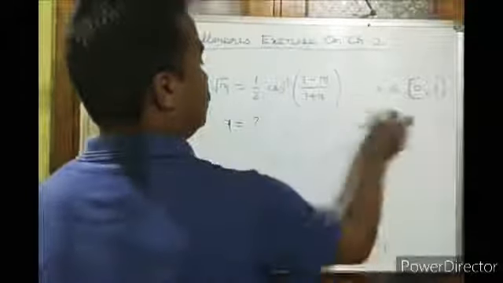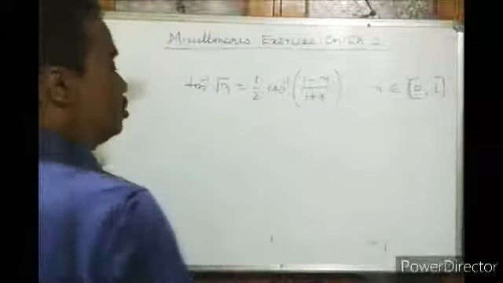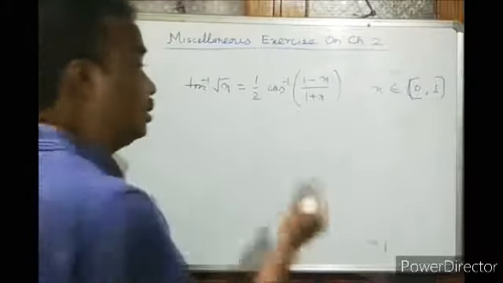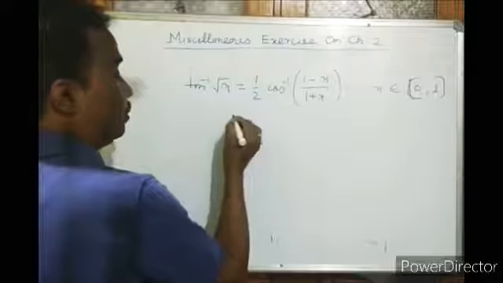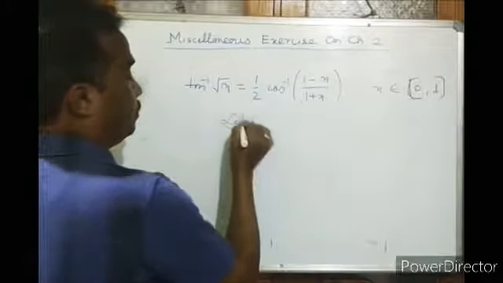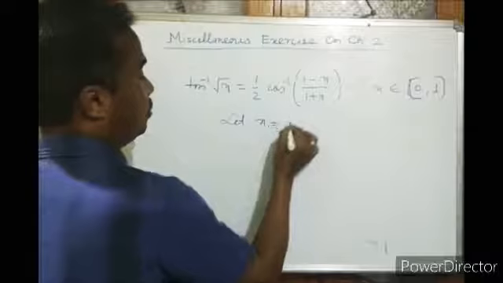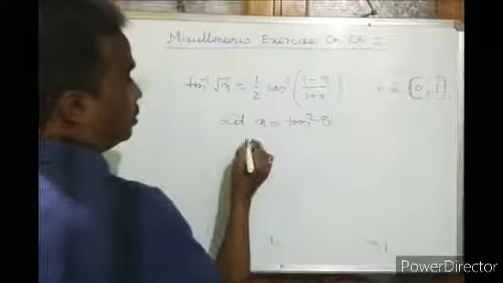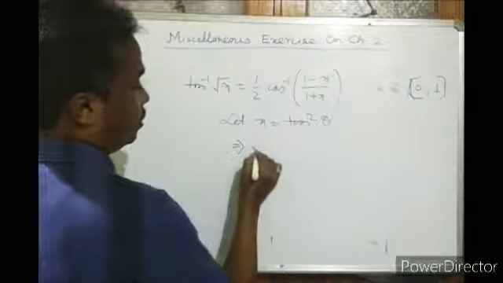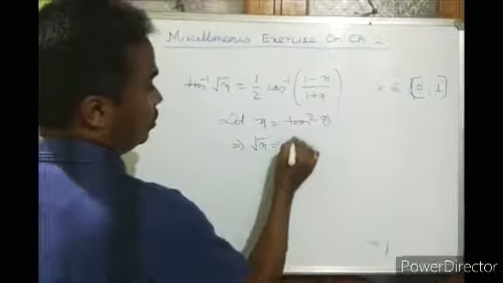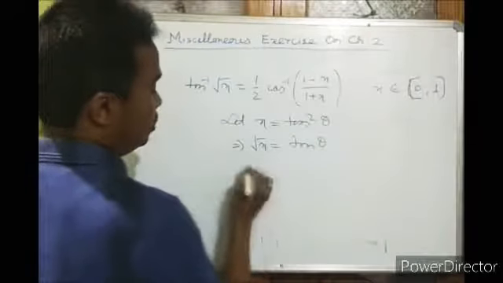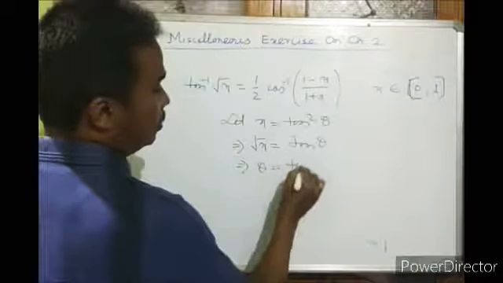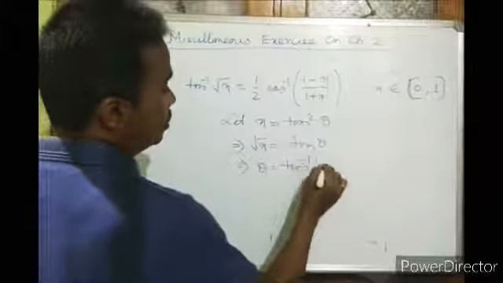So we will substitute. This is very important, to substitute x is equal to tan square theta. Let x equal tan square theta. So this implies root x is equal to tan theta. So this implies theta is equal to tan inverse root x.